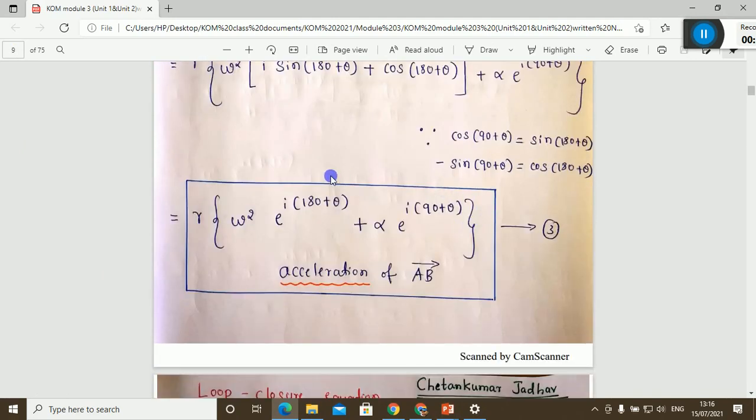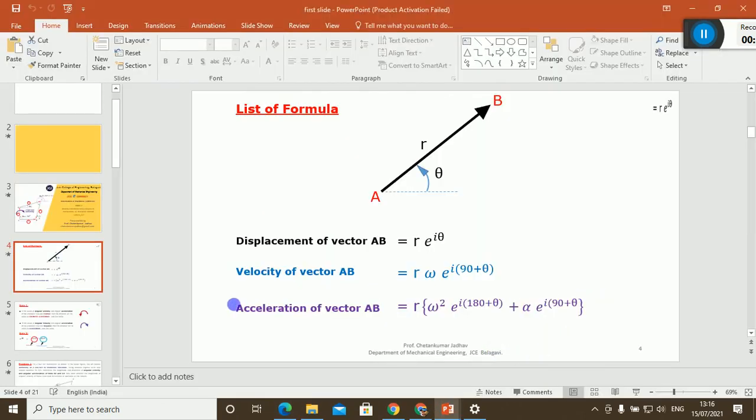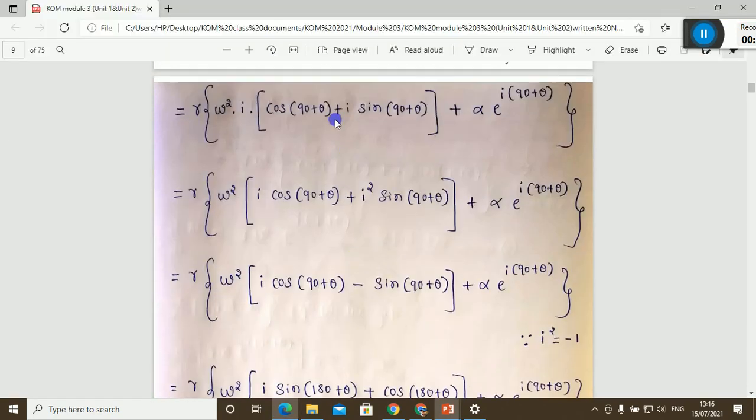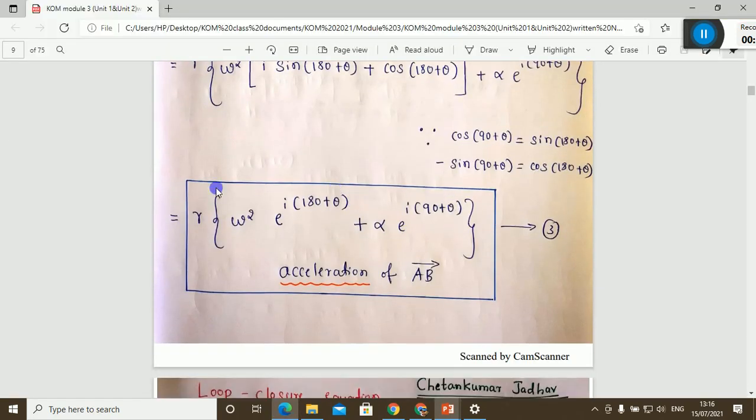So directly I'm writing this one. It is nothing but this one. No need to differentiate once again and no need to derive this. Again, it will take so much time. Directly remember this equation. You'll get the acceleration of each vector. Please remember this.